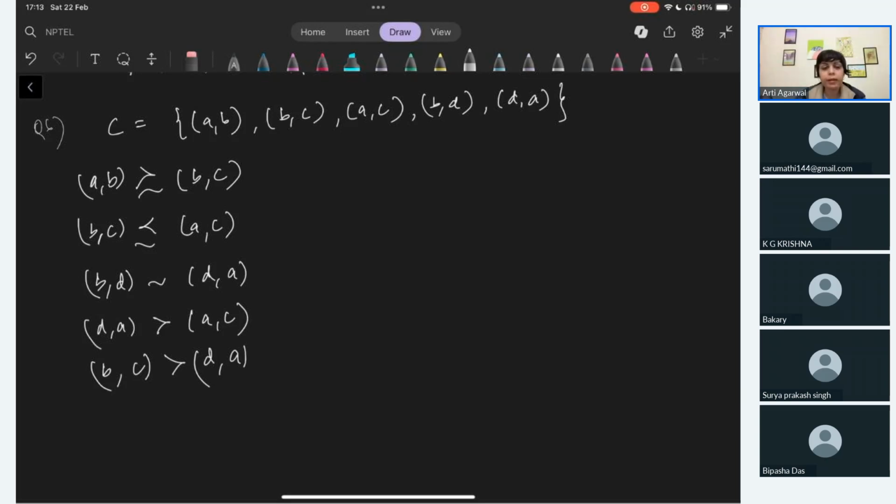So first let's see if we have defined a relation between all of these. We are given 5 bundles, right? A, B, B, C, A, C, B, D, and D, A. Let's first see if each of these is actually being used or not. A, B is there, B, C is there, A, C is there, B, D is there, and D, A is there. So all the 5 bundles are actually used.